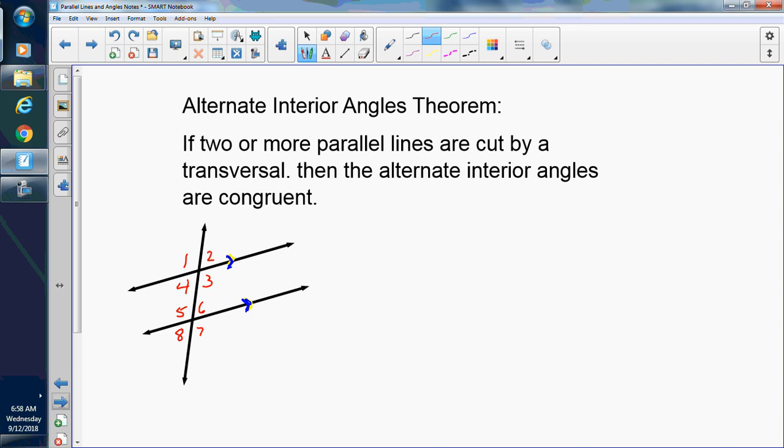Moving on to alternate interior angles, it has the same two conditions. We must have two parallel lines. We see the parallel marks, so that's check. And we must have a transversal. Here's our transversal, check. Then what can we say is true? The alternate interior angles have to be congruent. So if the lines are parallel, not only are the corresponding angles congruent, but the alternate interior angles are congruent as well. So in this case, one pair of alternate interior would be 4 and 6.